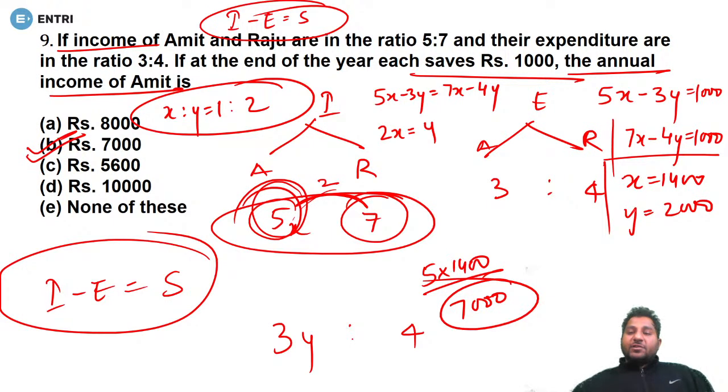After finding the xy ratio value, you can multiply it with 5 to get the income of Amit. Okay Rash, look, after finding the value of x, you can multiply it with 5 to get the income of Amit. Did you get it? In this question you cannot do that because once you equate the difference, the ratio of expenditure will become more than income, so that wouldn't be good enough.